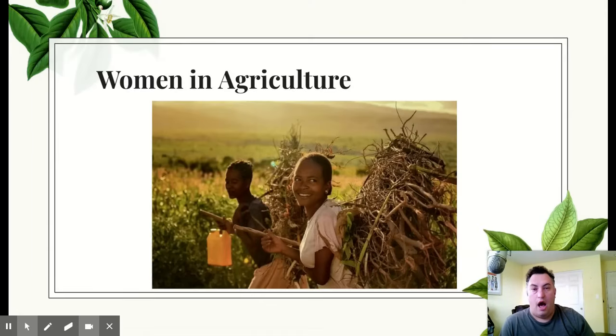And finally, women have started to play a much bigger role in agriculture in the world today, especially in developing countries, as gender roles are changing, as women assert more rights in legislatures, as they're able to do more things economically. We're starting to see them play a larger role in feeding our planet.